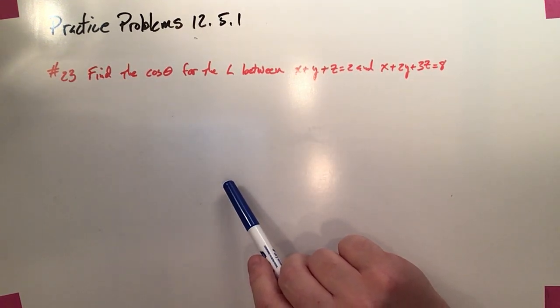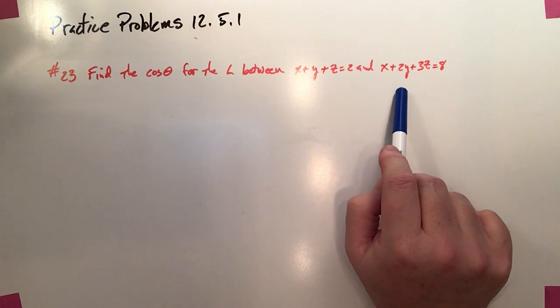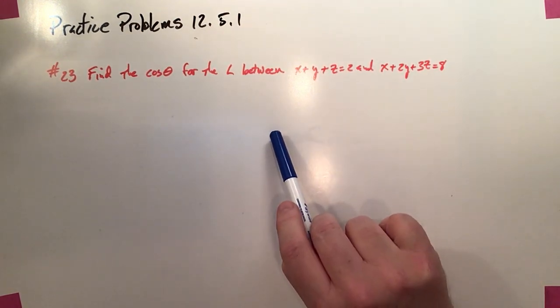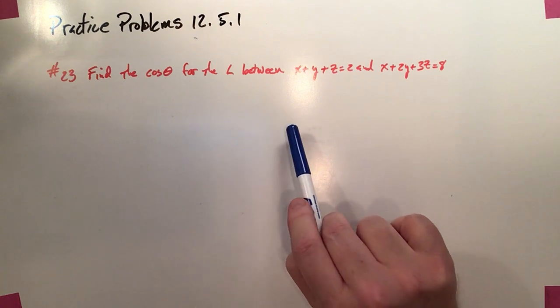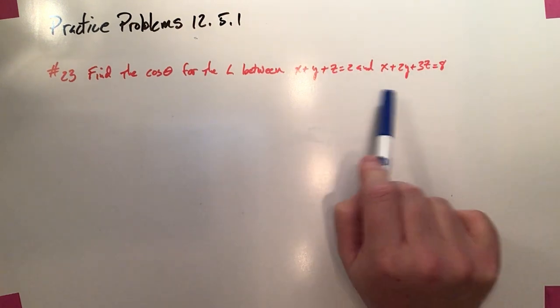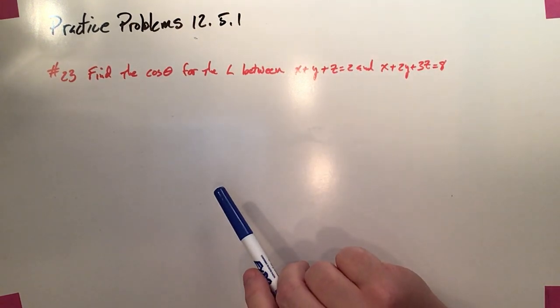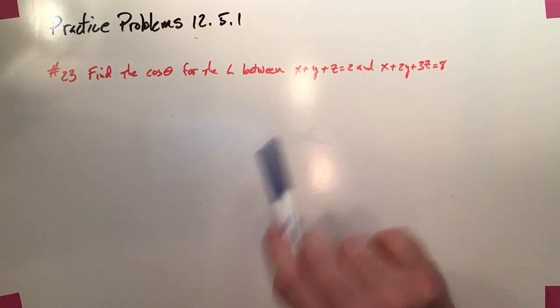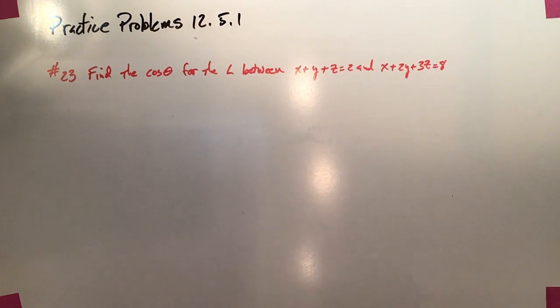But we can take an easy way out. The normals for these planes are easy to find, and because the normal for each plane is perpendicular to the plane, the angle between the normals will be the same as the angle between the planes. So we're not actually going to find the cosine of the angle between the planes, we're going to find the cosine of the angle between the normals.